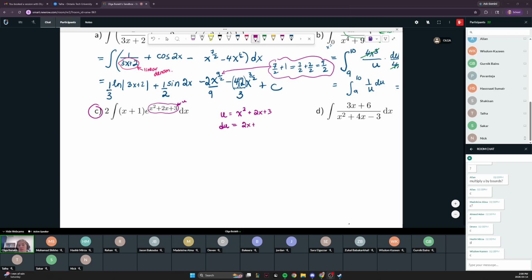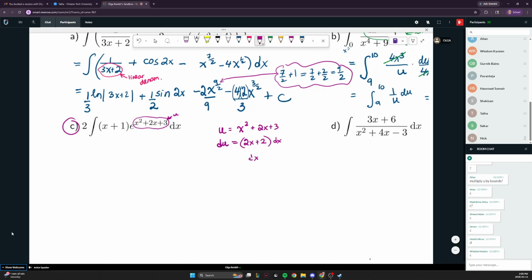2x plus 2 in brackets times dx. Remember du over dx, but dx we bring it over. We then are going to divide both sides by 2x plus 2. You're basically solving for dx. And again, I'm doing it how you might have seen your professor do it.